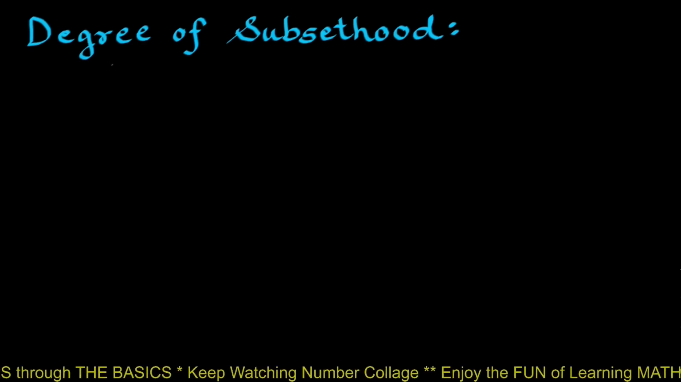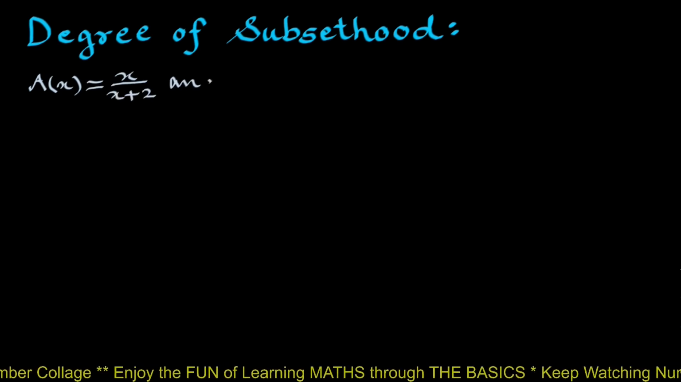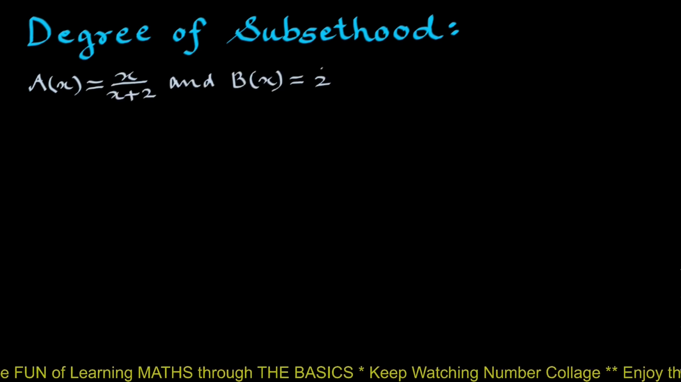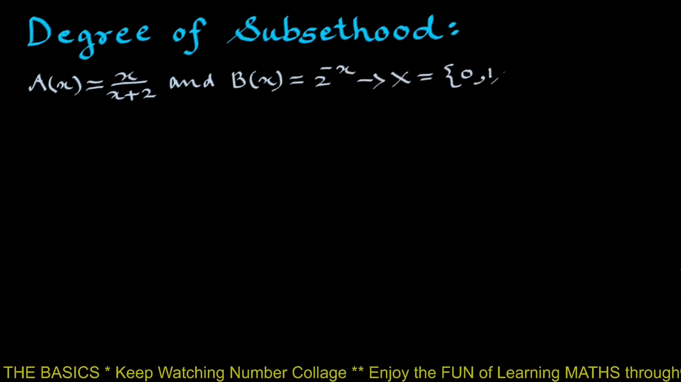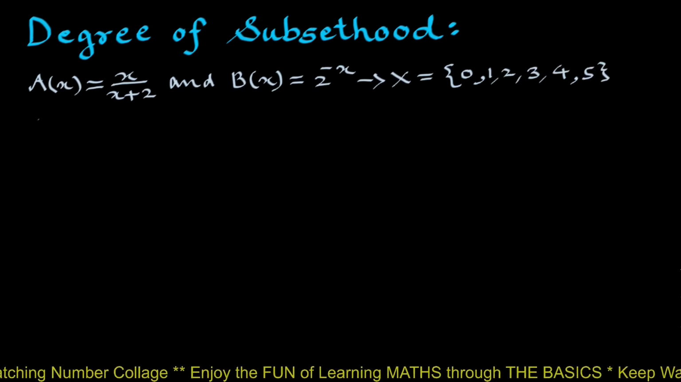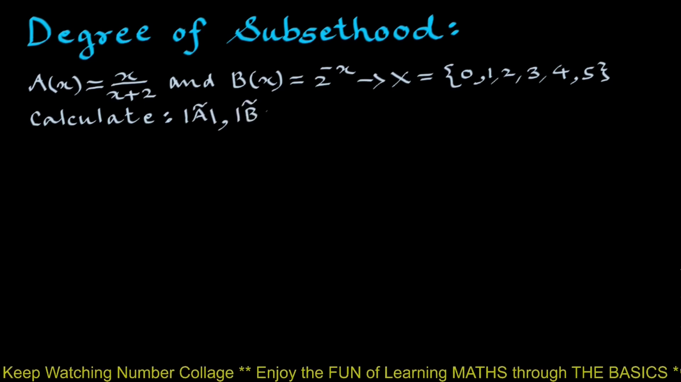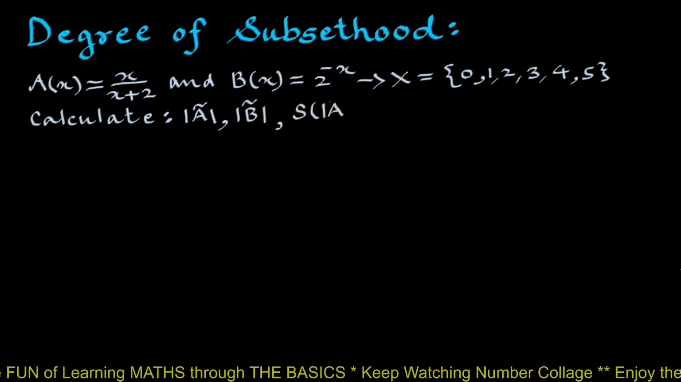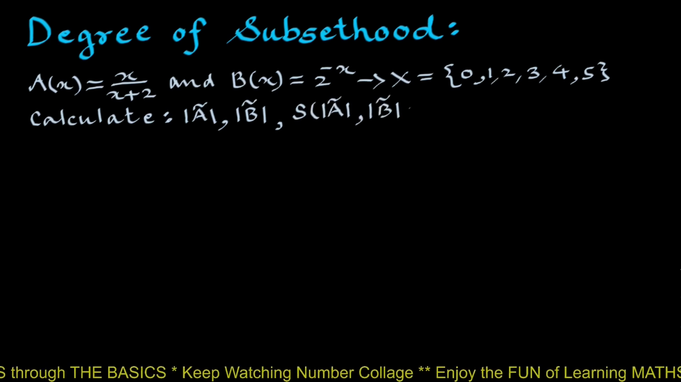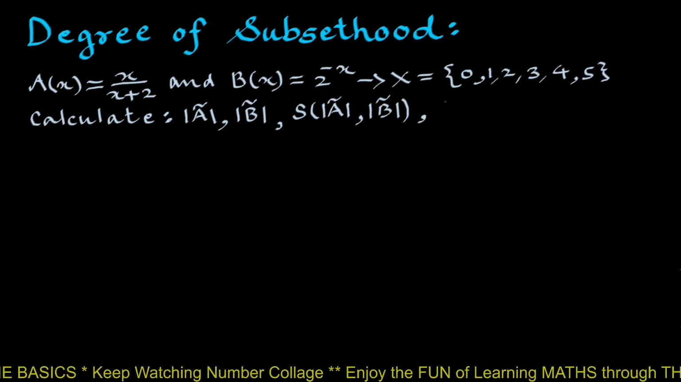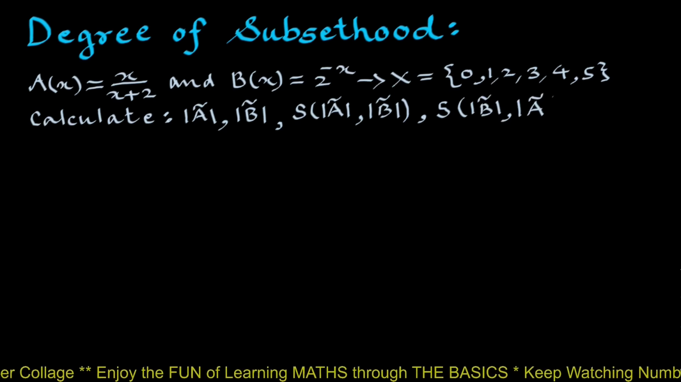Two fuzzy sets are defined by A of x equals x upon x plus 2 and B of x equals 2 raised to minus x, where universal set X is 0, 1, 2, 3, 4 and 5. We have to calculate fuzzy cardinality of set A, fuzzy cardinality of B, subsethood of fuzzy cardinality of A in fuzzy cardinality of set B, and subsethood of fuzzy cardinality of set B in fuzzy cardinality of set A.